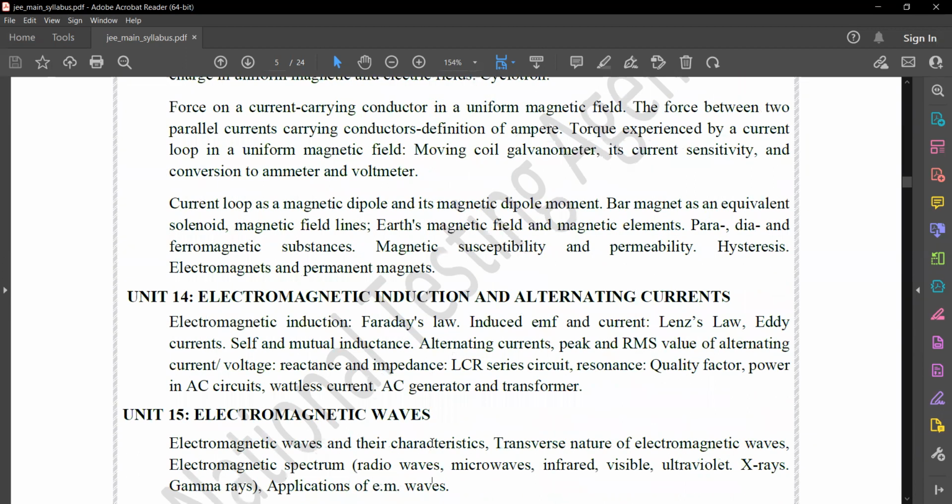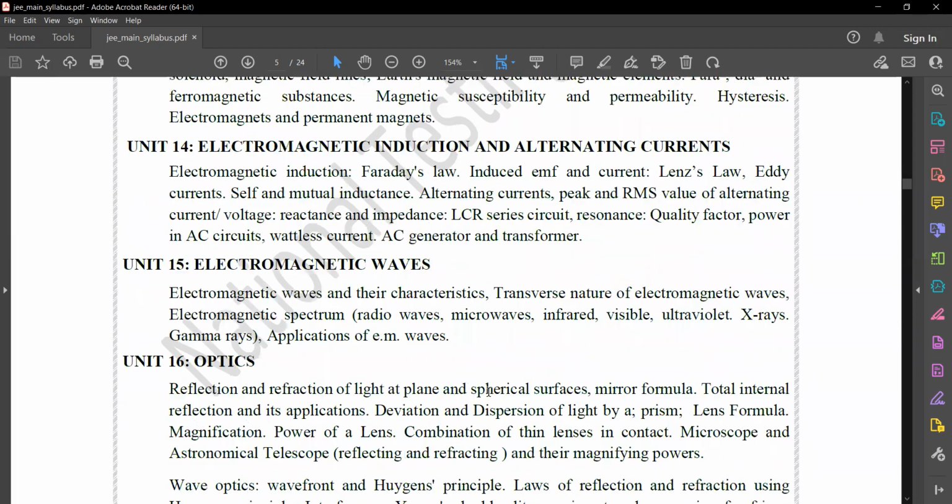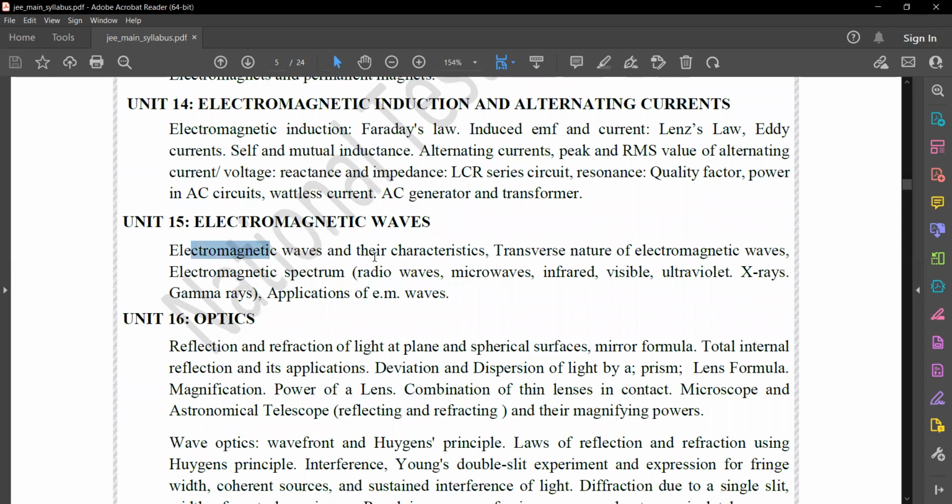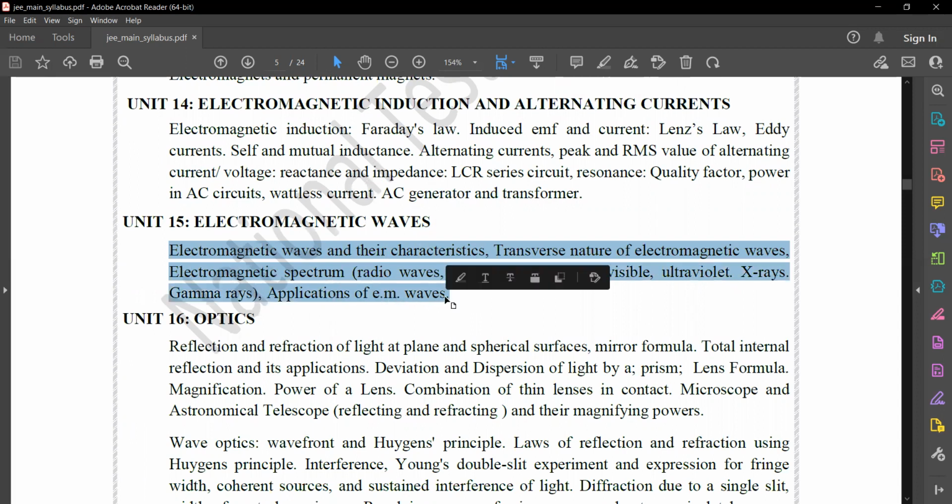Electromagnetic induction and alternating current. These are the sixth and seventh chapters of your NCERT book, class 12. Electromagnetic induction, Faraday's law, induced EMF, Lenz's law, eddy current, all these things are there in the sixth chapter. Then alternating current is the seventh chapter: LCR circuit, quality factor, power in AC circuit, watt current, wattless current, AC generator, transformer. Electromagnetic waves, the eighth chapter of your NCERT book: transverse nature of electromagnetic waves, electromagnetic spectrum, radio, microwave, infrared, applications of electromagnetic waves.